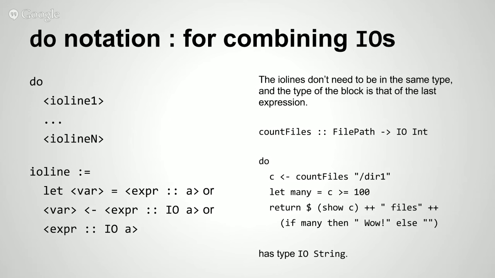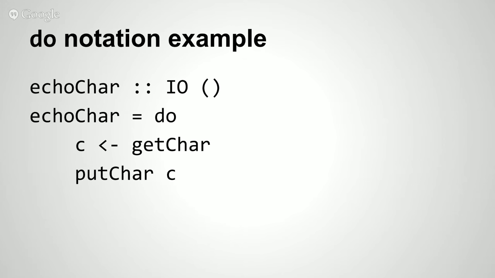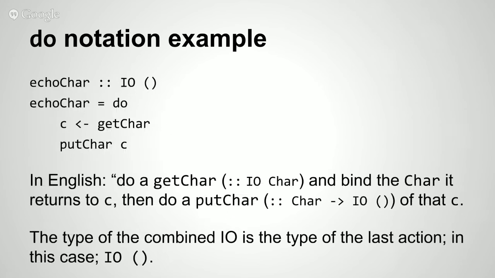Exactly. So here's a do notation example that's much simpler. We get a char, we bind it to c, and then we putChar it. That's called echoChar. Not much to that guy. In English, it's exactly what I said. And the type of the combined IO is the type of the last action, and putChar doesn't really have anything to say other than I'm done. So the type is IO of unit.